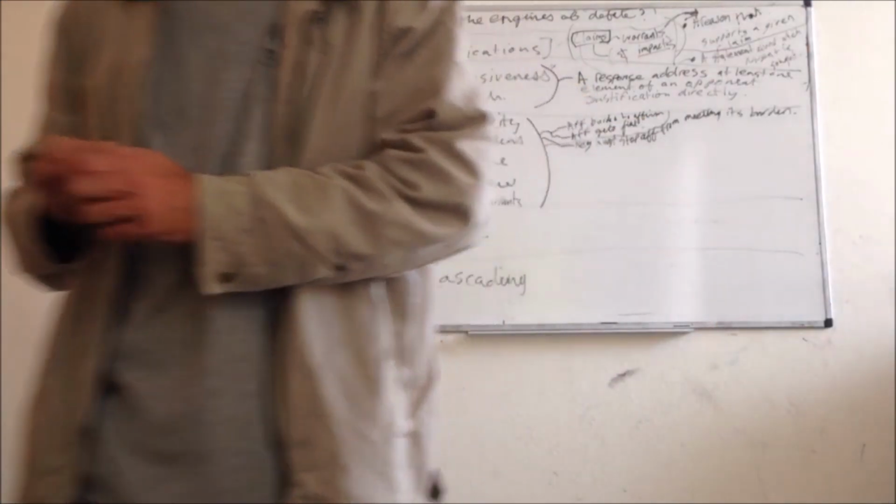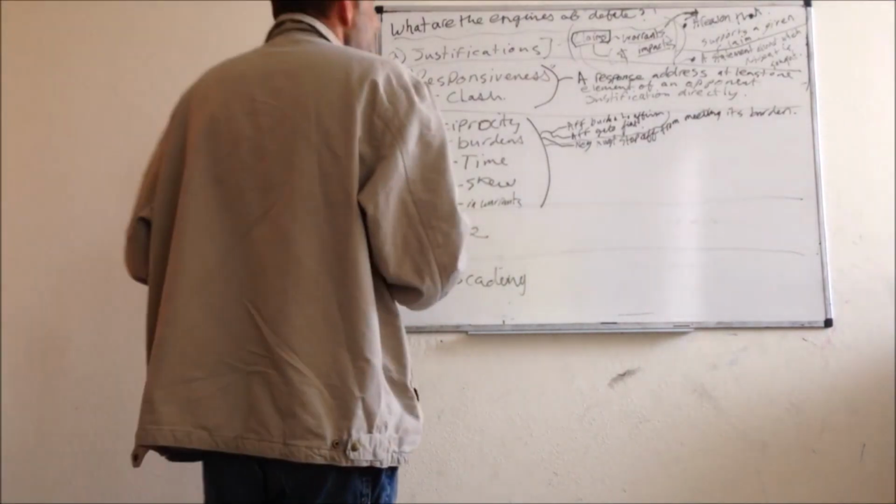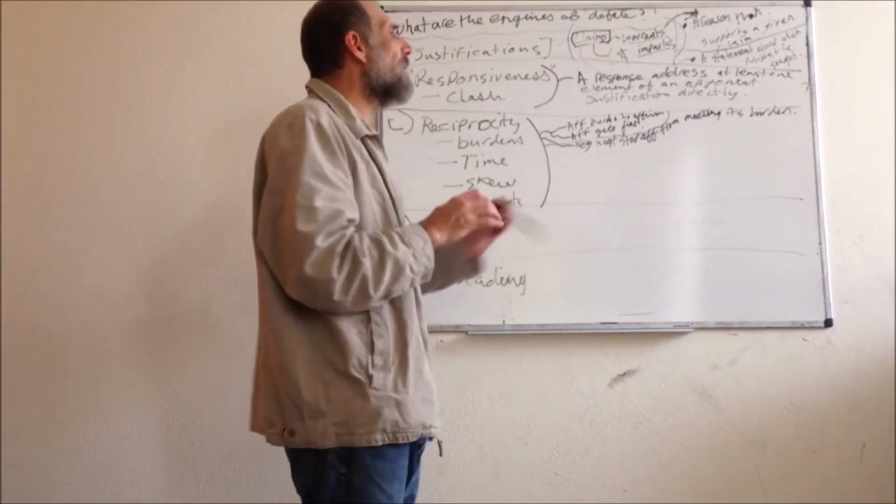The neg's job is to do what? Is it to negate the resolution? Yes. No. It is to stop the af from meeting its burden. What is the neg's job, Eileen? To stop the af from meeting its burden. What is the job of the neg, Jackie? To prevent the af from meeting its burden.